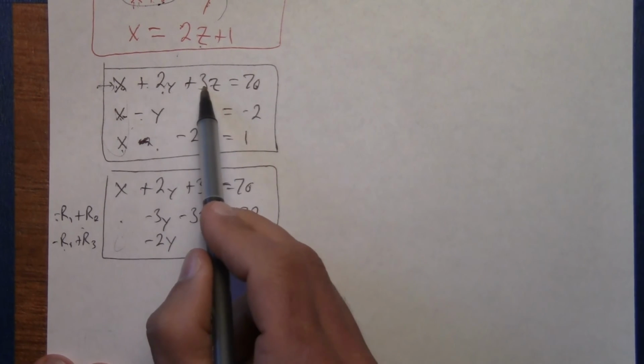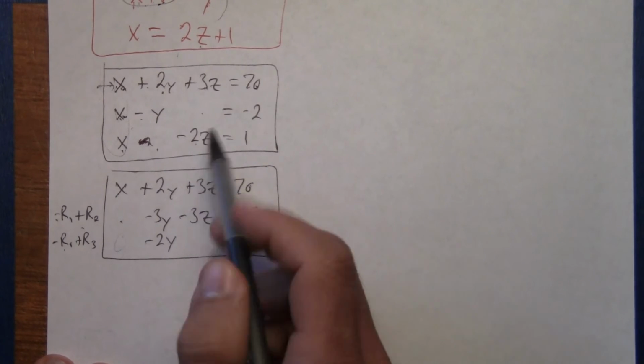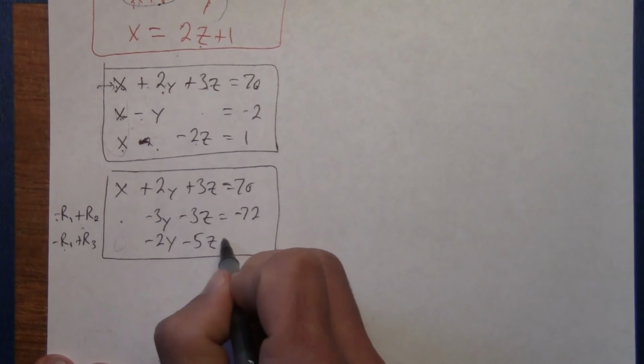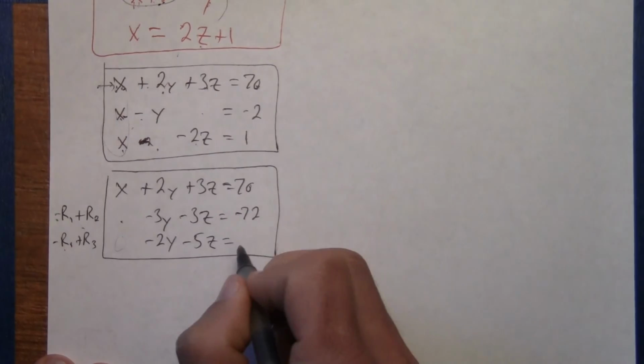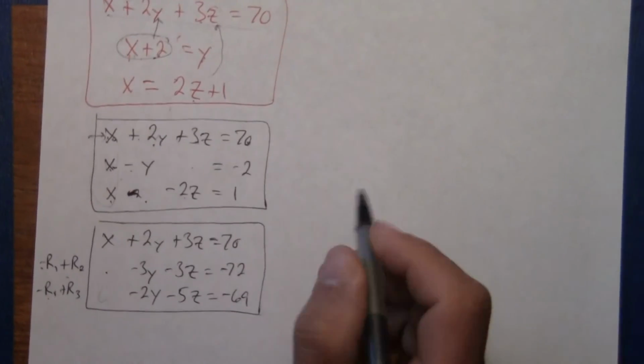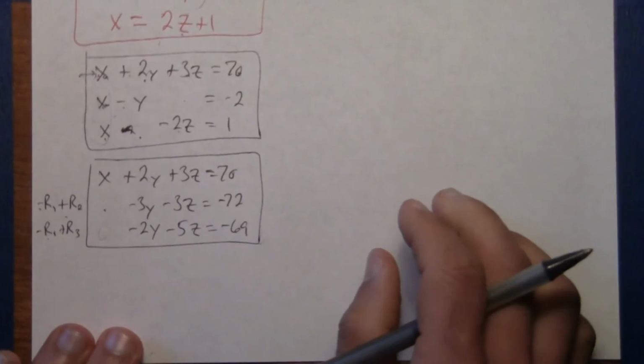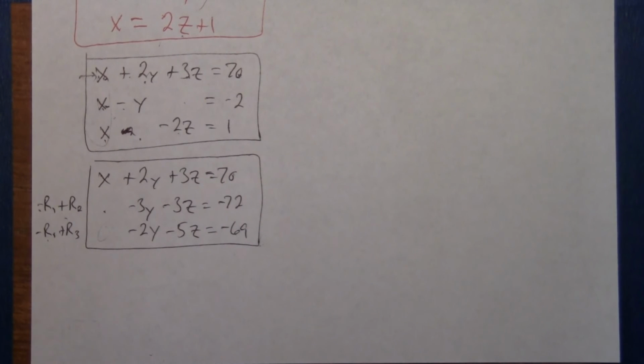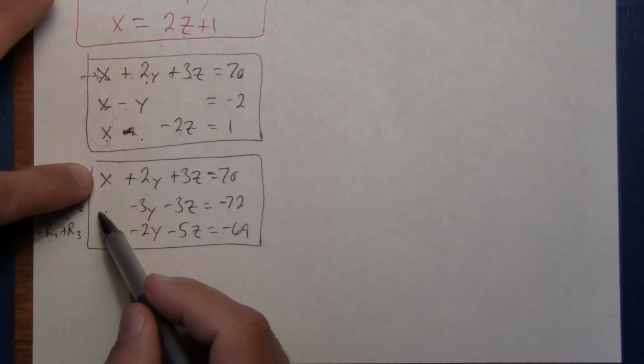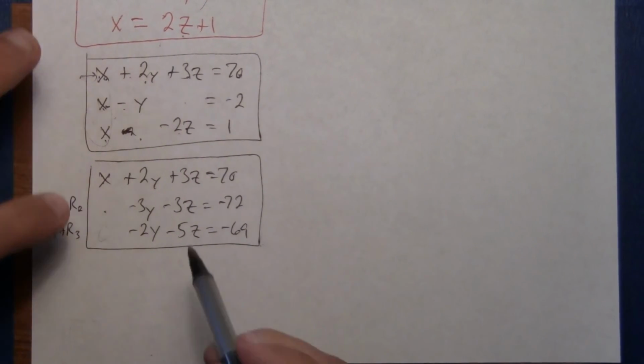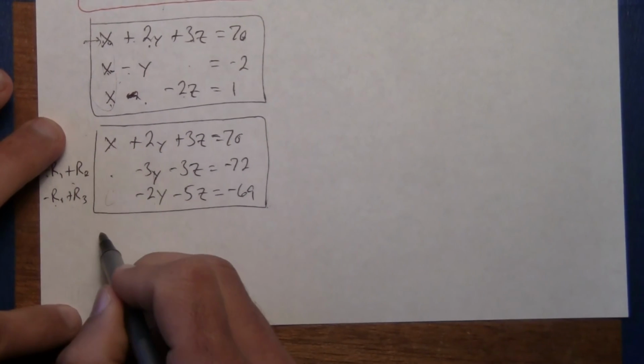Where else? Negative 3 minus 2, so negative 5z. And then negative 70 plus 1, or negative 69. Alright, so goal number 1, or 1/2, is accomplished. I got the 1 in front of the x, and then I got rid of the x's. My next goal should be to get a 1 in front of one of those y's.